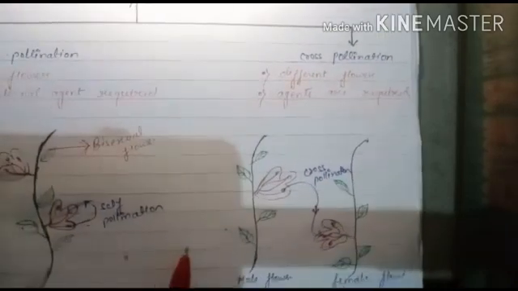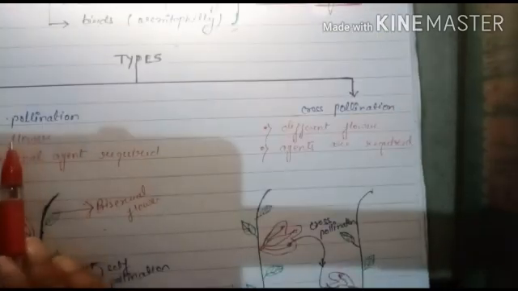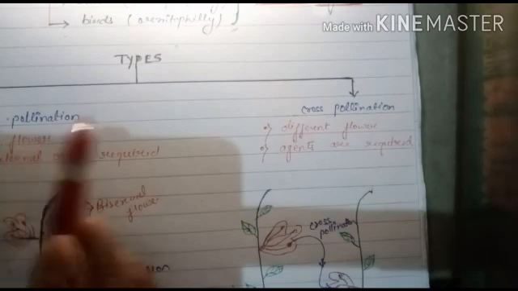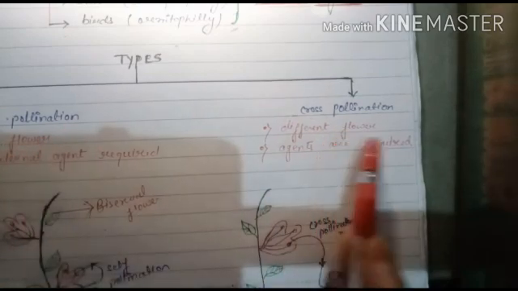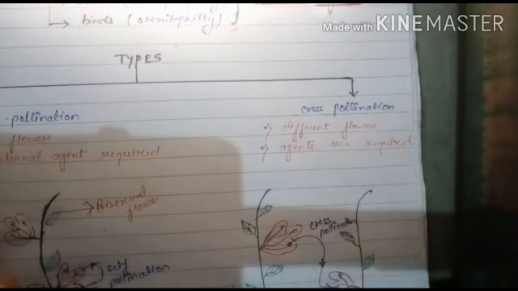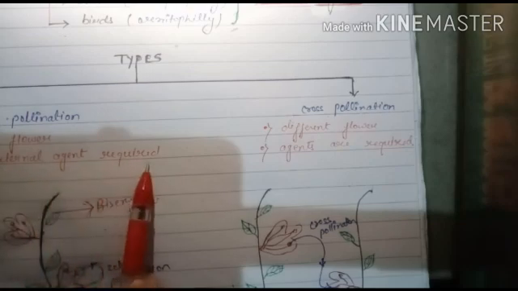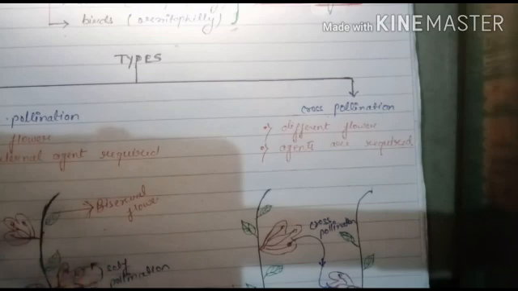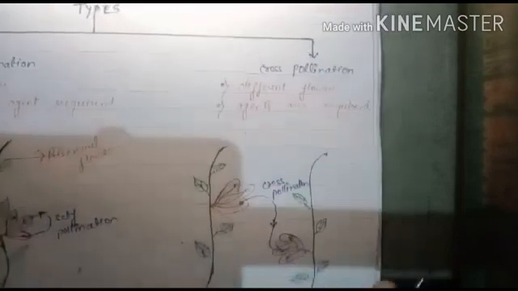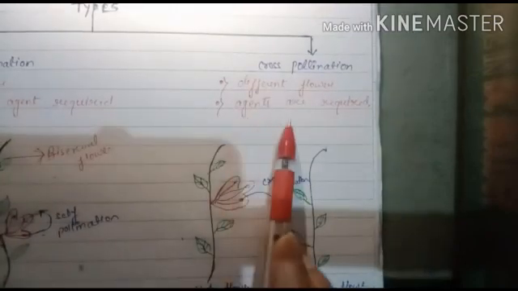Now you can make the difference between these two. The first is that in self pollination we are talking about the same flower. Here we are talking about different flowers, that is male flower or female flower. The second difference is that in self pollination no external agents are required. Why? Because we are talking about only one species, only one plant, so the pollen grains easily fall over the other flower and there is no need of any external agent. But in cross pollination, agents are required.